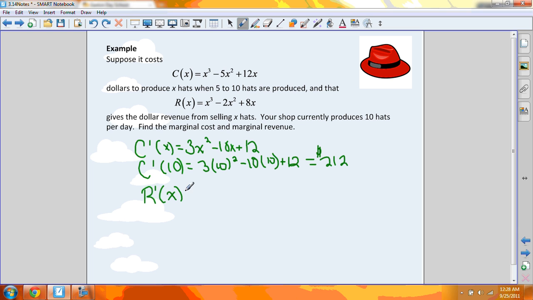And now for our marginal revenue, we're going to do the exact same thing. I don't know why I can't write with this. 3x squared minus 4x plus 8. Just the derivative of a polynomial. And now plug in 10.